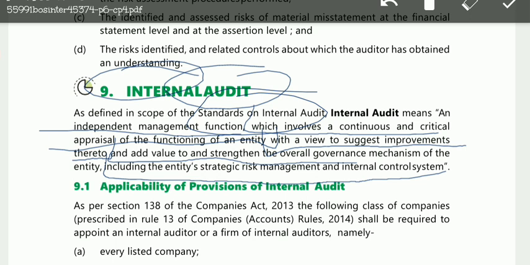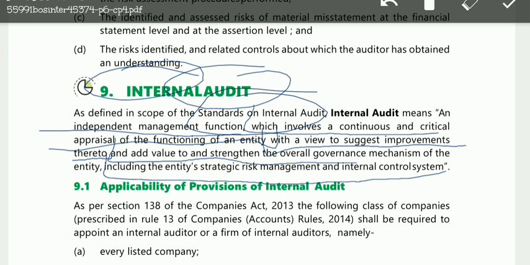So internal audit basically is the audit which is conducted through the management. It is conducted by the management. The management appoints an internal auditor and he does the auditing of the entity and suggests improvements to the entity. So let's start with the definition. You will understand if you couldn't understand yet.